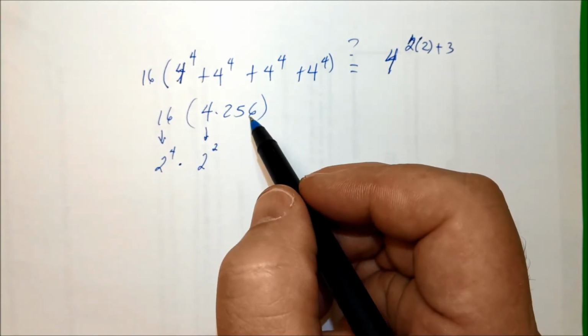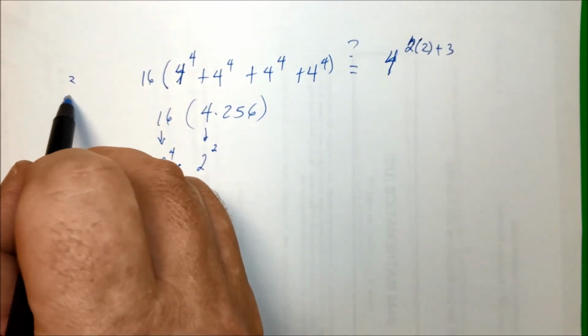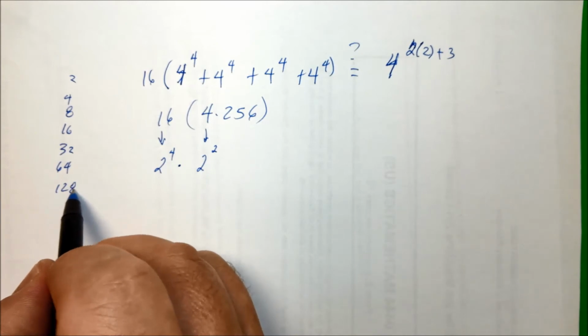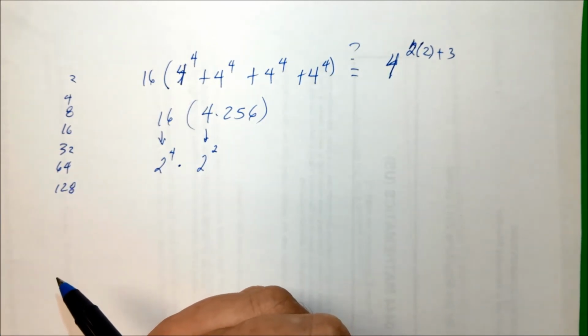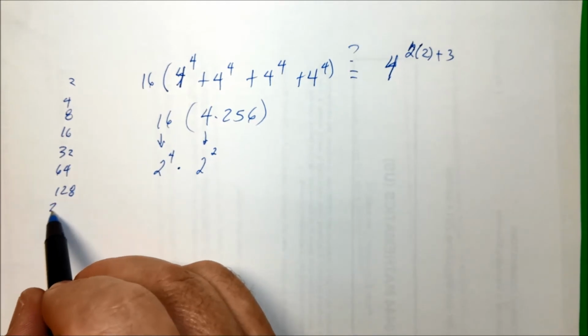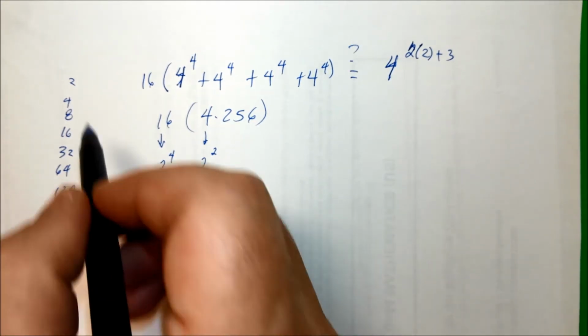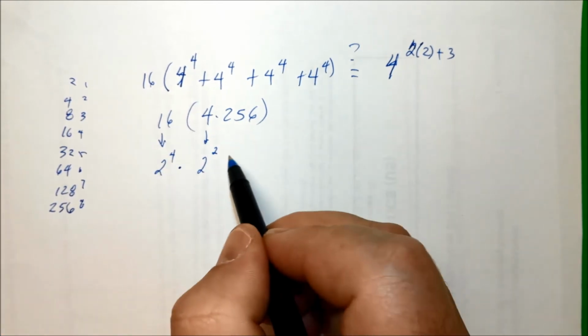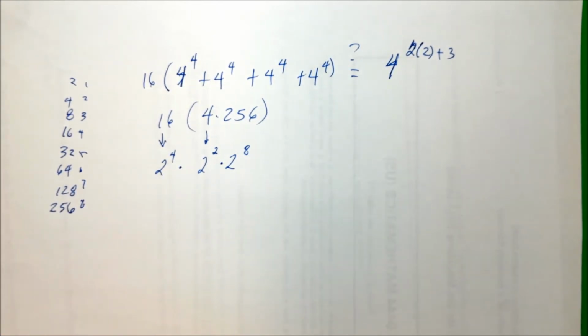And I think 256 is a power of 2. Let's see. 2, 4, 8, 16, 32, 64, 128. What's 128 times 2? Is it 256? 1, 2, 3, 4, 5, 6, 7, 8. This is 2 to the power of 8.